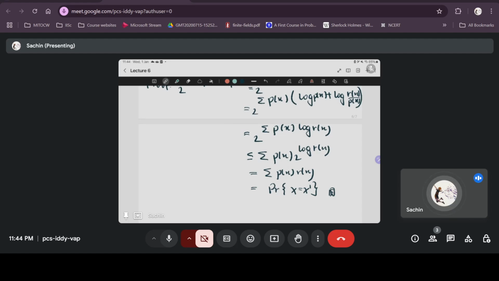So these type of things will show up in the next chapter. This is asymptotic equipartition property.